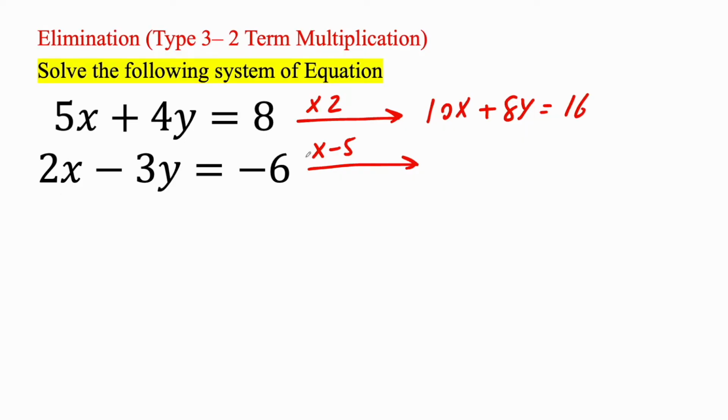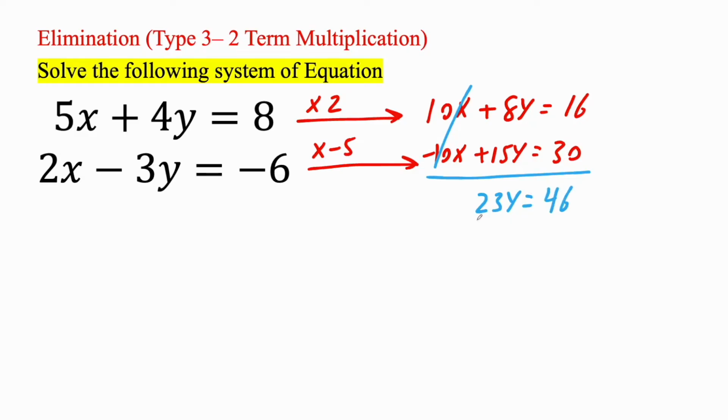Likewise, 2x times negative 5 will give us negative 10x. Negative 3y times negative 5 will give us 15y is equal to negative 6 times negative 5 will give us 30. And so now we can combine 10x minus 10x. When you combine them, you get 0, so it gets eliminated. 8y plus 15y will give us 23y is equal to 16 plus 30 will give us 46.